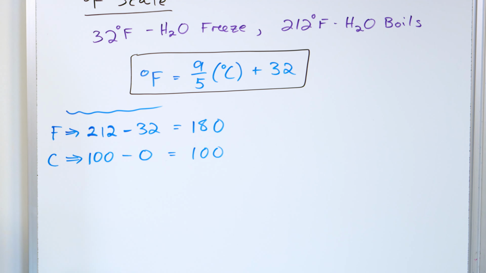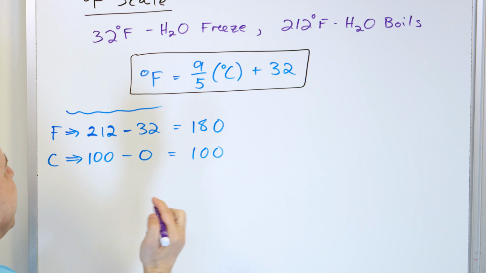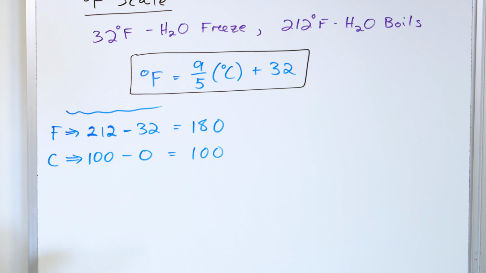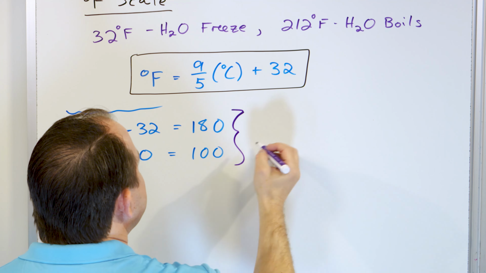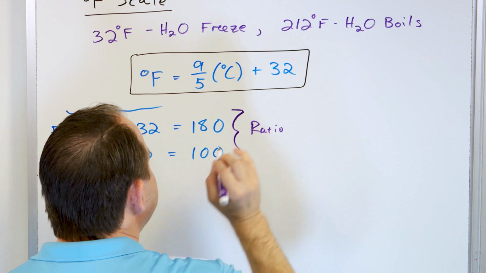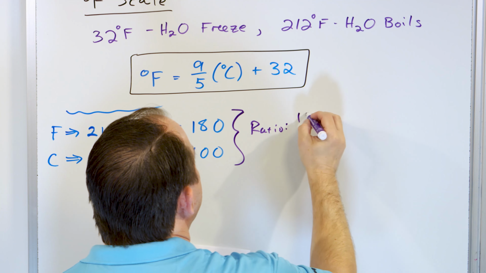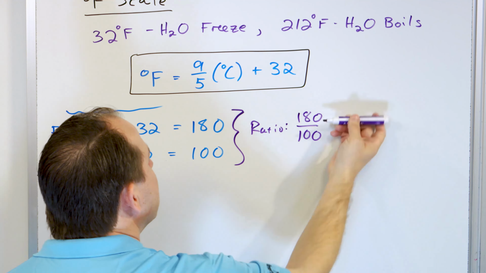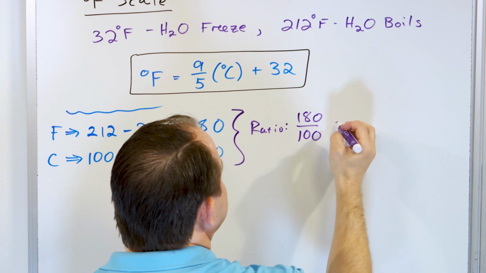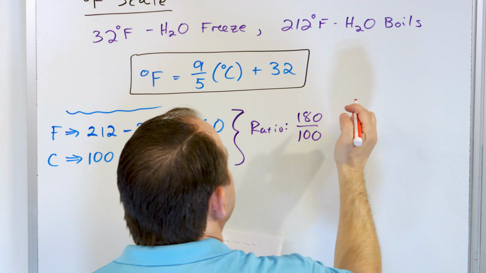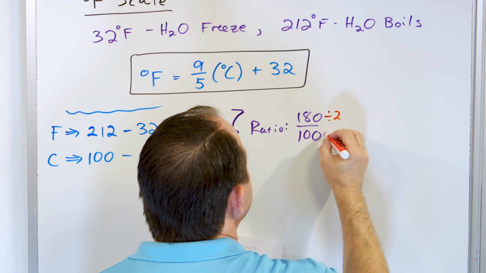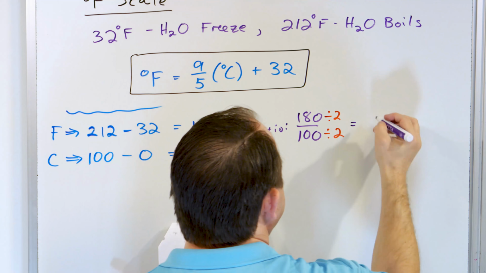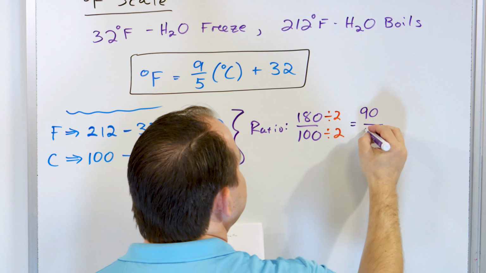Now let me show you real quick what this is basically saying. There are 180 tick marks in the Fahrenheit scale compared to the 100 tick marks in the Celsius scale. If you make a ratio, which we know we can write as a fraction, we can make the ratio 180 compared to 100. This means the number of tick marks in the Fahrenheit scale compared with the number of tick marks in the Celsius scale. Then we can simplify this fraction by dividing by 2. When we take 180 divided by 2, we get 90. And when we take 100 divided by 2, we get 50.